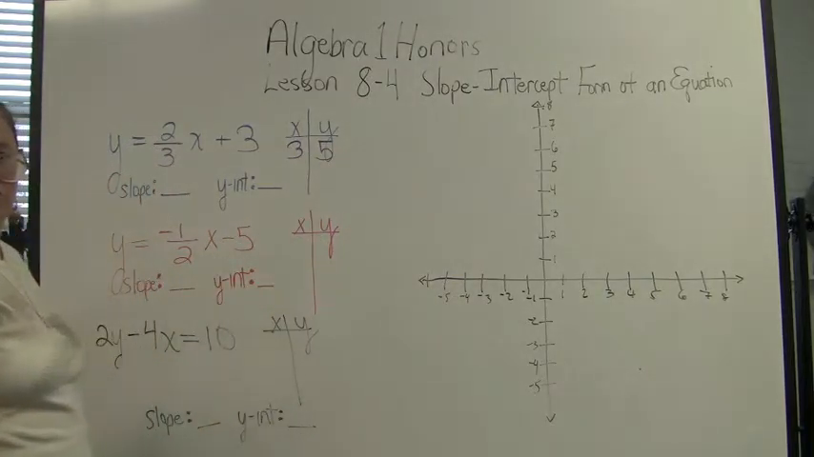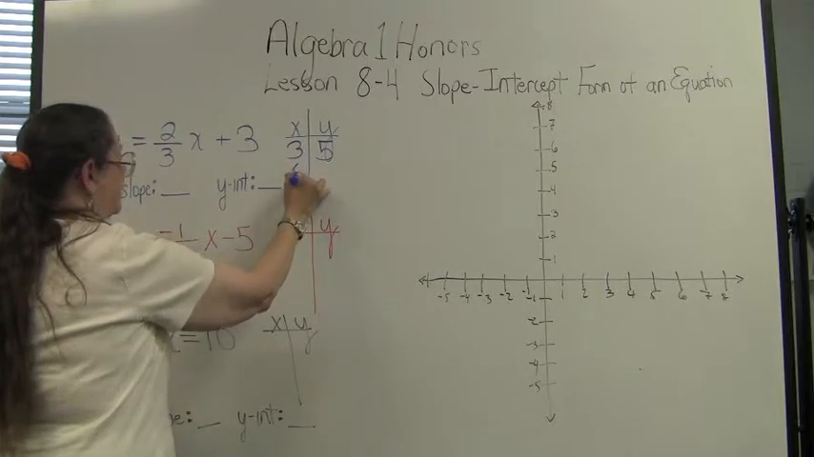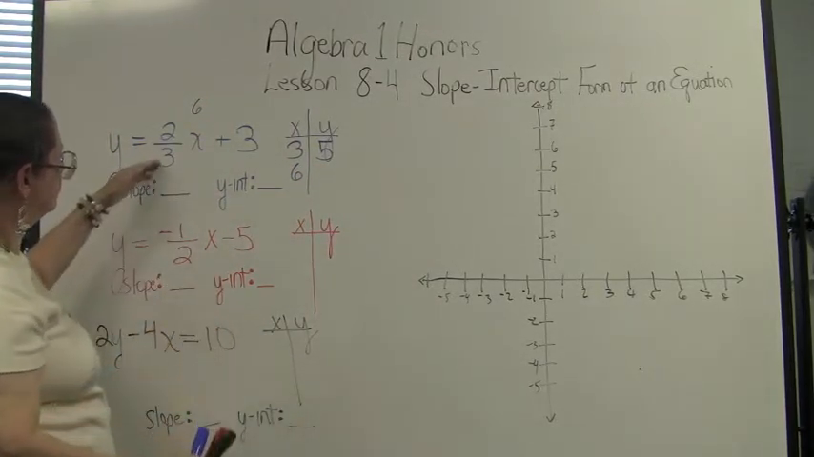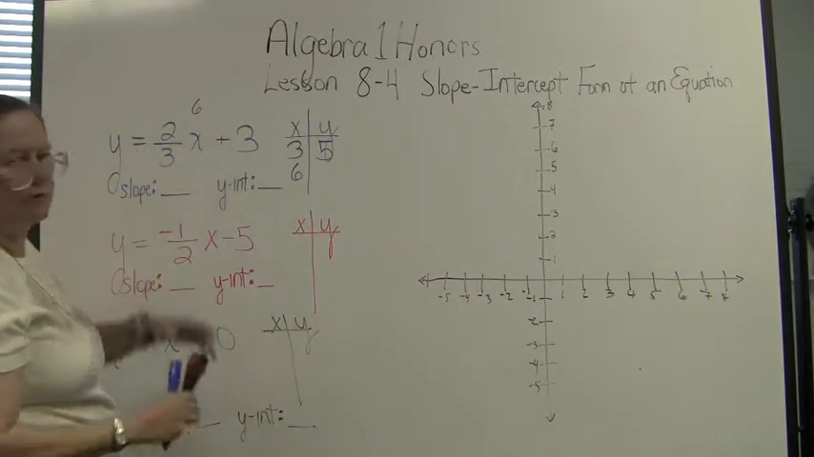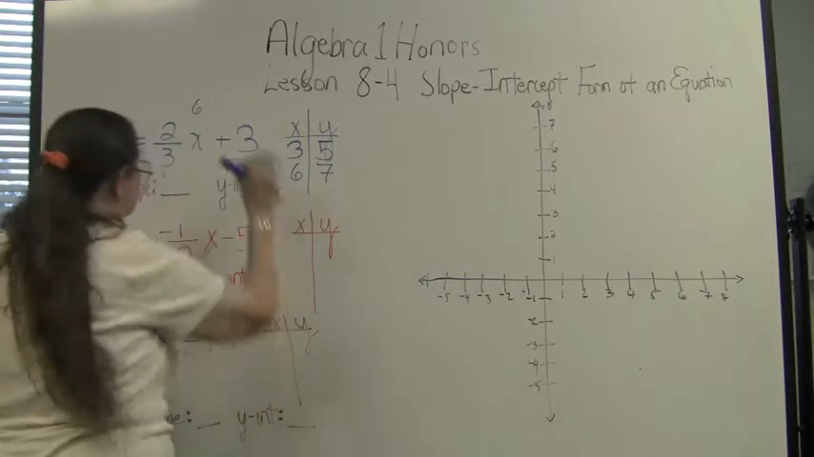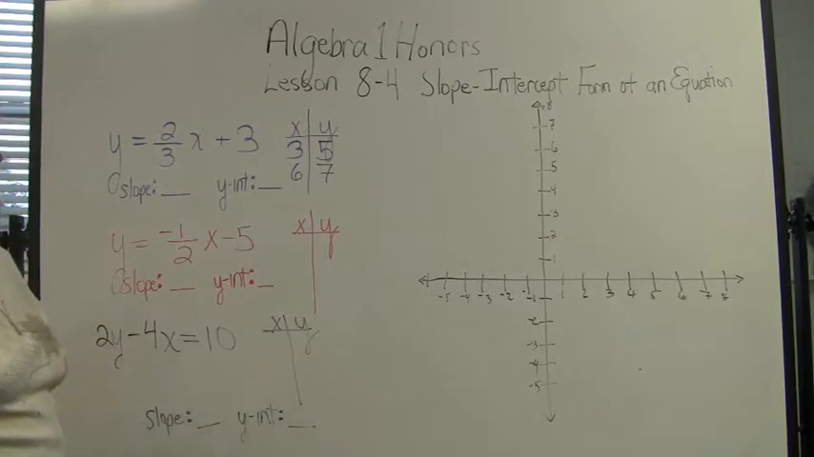What if I choose a 6 for x? Well, if I put a 6 here, then 3 is going to go into 6 twice. 2 times 2 is 4, plus 3 gives me a 7. Okay? So there are our 2 points that we're going to use to graph our blue line.